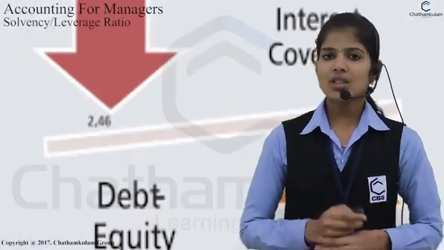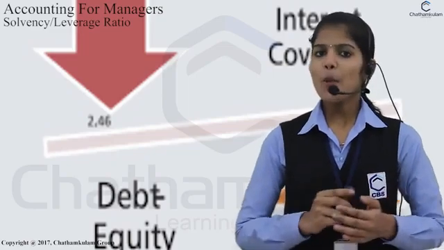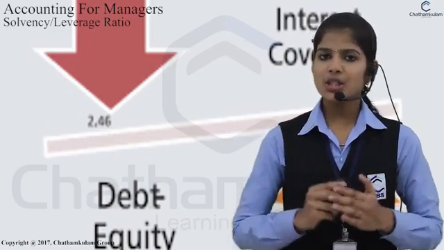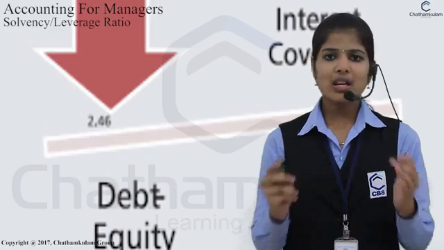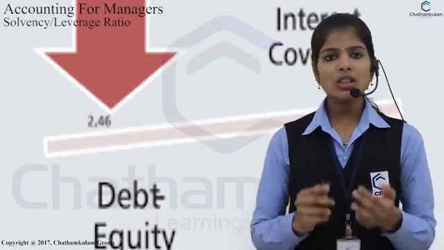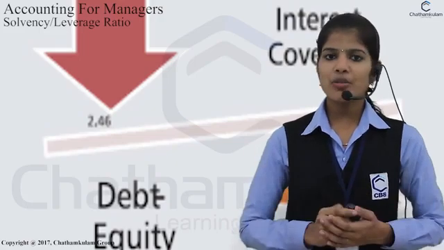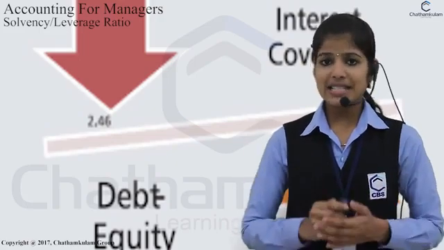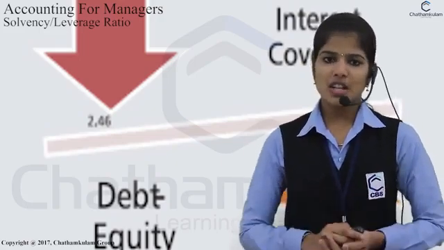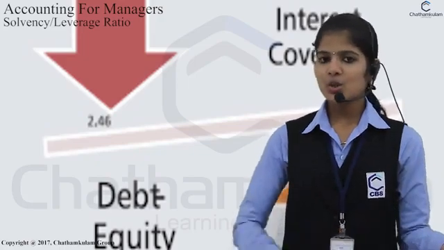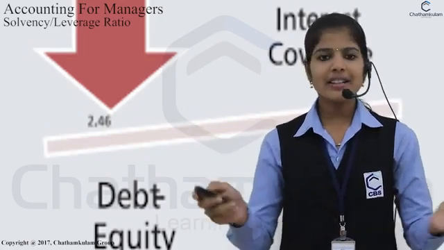Next, the interest coverage ratio. This ratio measures the debt servicing capacity of the firm in so far as fixed interest on long-term loans is concerned. It is determined by dividing the operating profit or earnings before interest and tax, EBIT, by the fixed interest charge on loans. The interest coverage is equal to EBIT divided by interest.